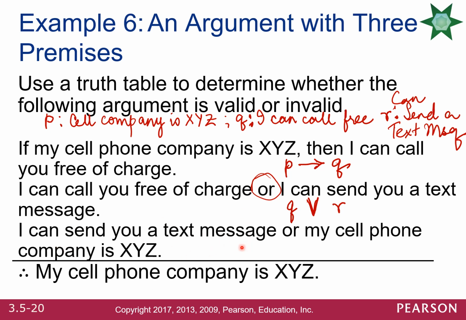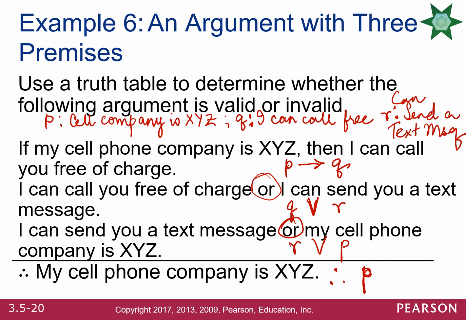And then the third premise is I can send you a text message, and that would be R, or my cell phone company is XYZ. So how do we write that? I can send you a text message is R, and then there's an or here, and then company is XYZ is P, correct? So it's going to be R or P, and therefore the conclusion of all these premises is my cell phone company is XYZ, so it's going to be P.